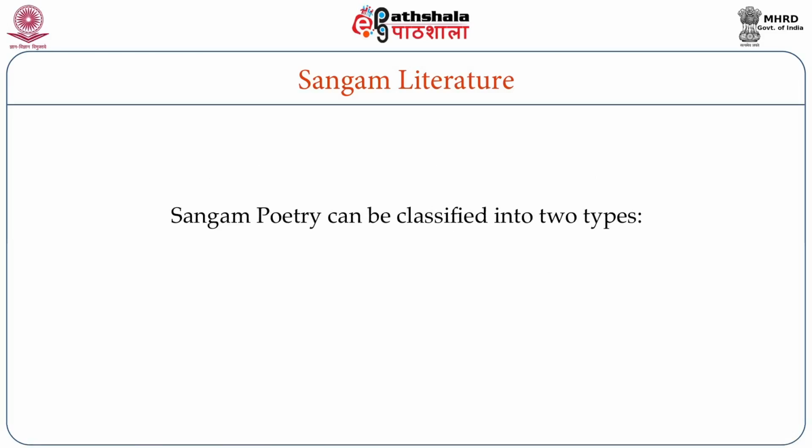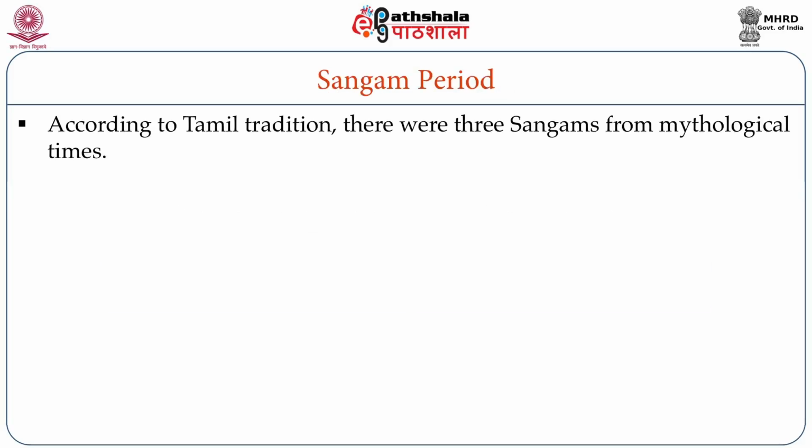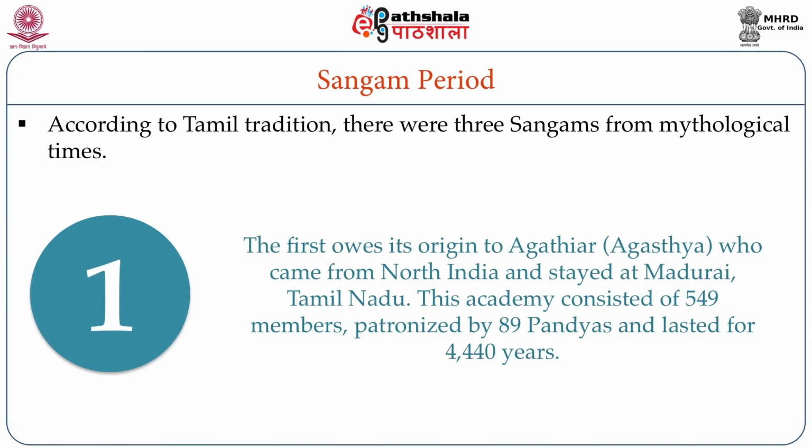Thus, it is important to note that classical poetry from the Sangam period can be majorly divided into two types. The one is akam and the second is puram. According to Tamil tradition, there were three Sangams from mythological times. The first owes its origin to Agathiyar or Agastya, who came from North India and stayed at Madurai, Tamil Nadu. This academy consisted of 549 members patronized by 89 Pandyas and lasted for 4,440 years.